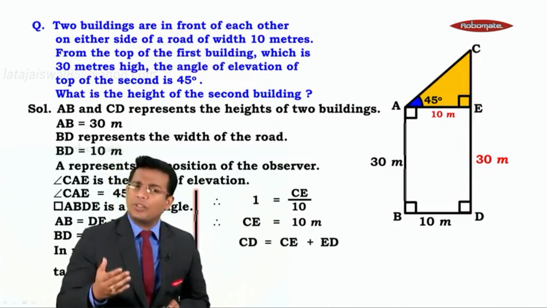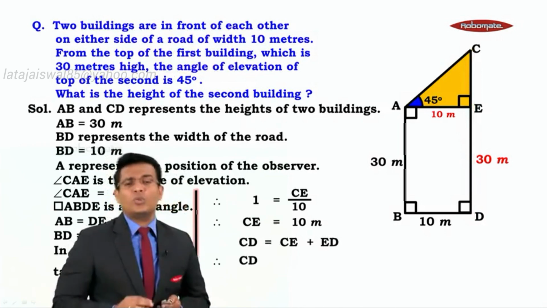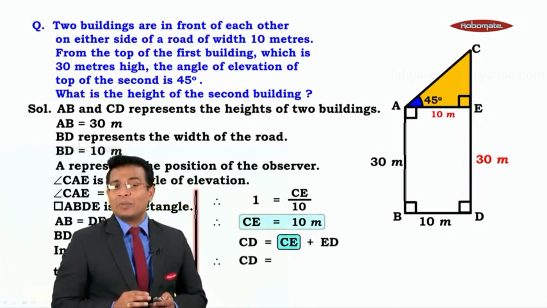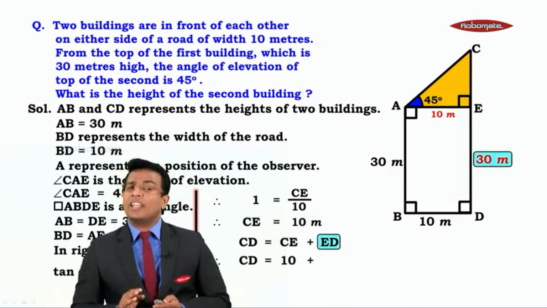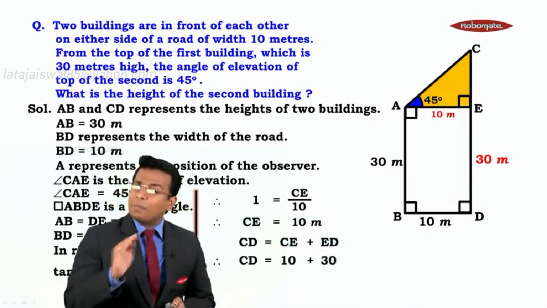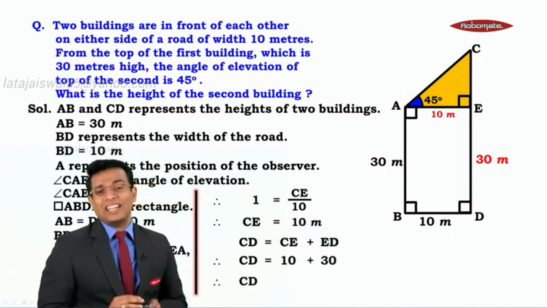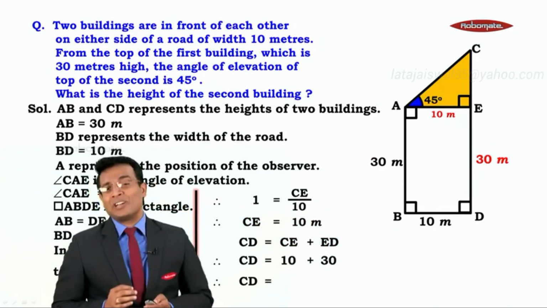Now, we just need to substitute the value. The value of CE is known to us. How much is that? It is nothing but 10, right? And the value of ED is known to us. It's already known, that is 30. So it is 10 plus 30. How much is 10 plus 30? It is 40. That means you get the length of CD as 40 meter.